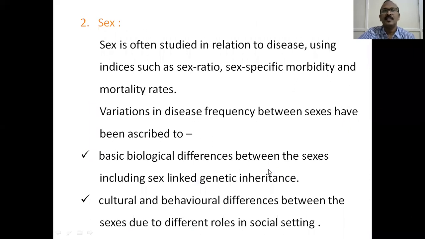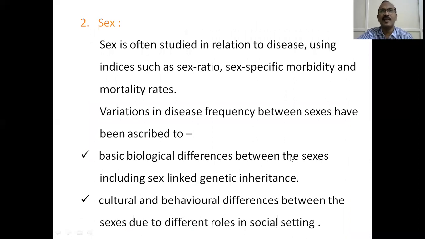Now, sex. Sex is often studied in relation to the disease using indices such as sex ratio, sex-specific morbidity, and mortality rates. Variations in disease frequency between sexes have been ascribed to basic biological differences between the sexes, including sex-linked genetic inheritance, and cultural behavioral differences between the sexes due to different roles in social settings.